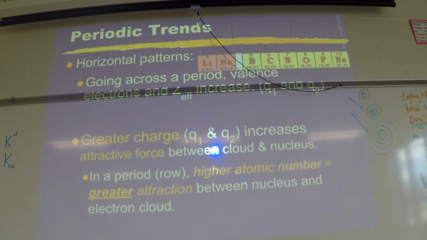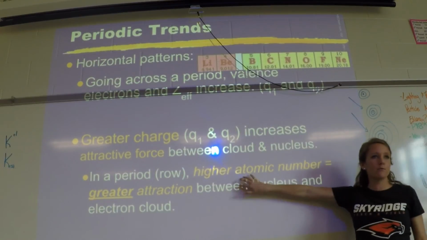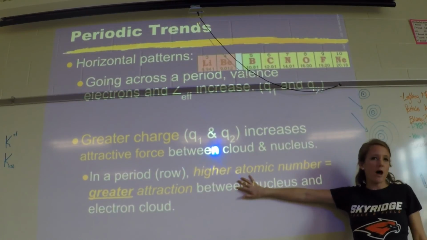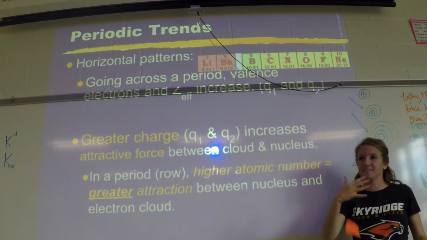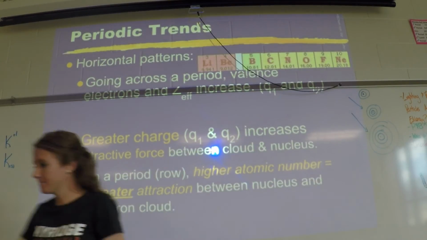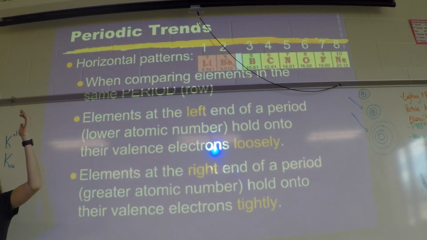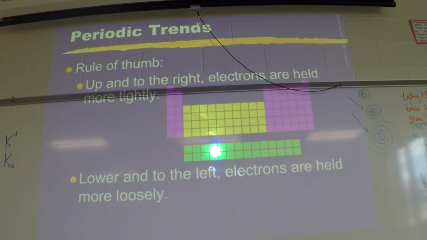Okay, so we see increased attraction as we go across due to the fact that we're adding more protons, but we're not adding any more rings. And so it doesn't decrease the distance. As we go to the left, they're held loosely. As you go to the right, they're held more tight. Okay? All right, so now let's apply those two things. Oh, here's kind of a summary.